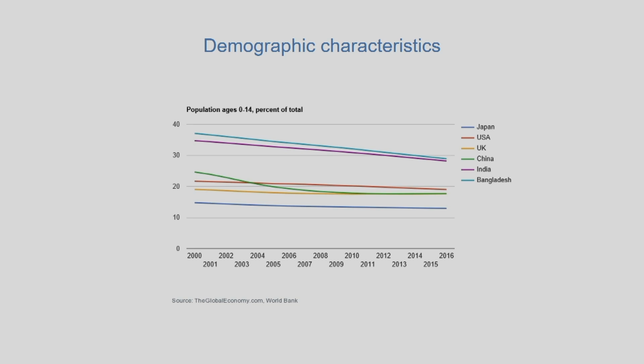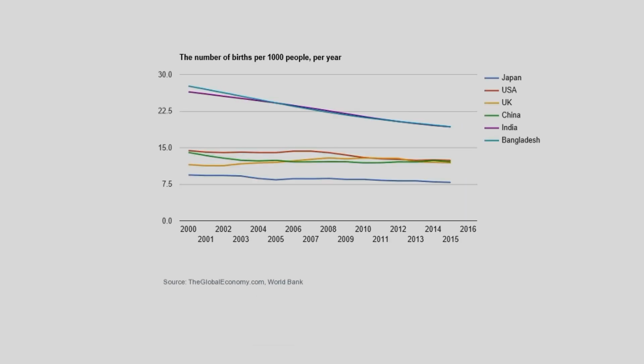You would see that the developed countries such as Japan, USA, UK, with China being an exception here because of its one-child norm, have a very low share of young population in their country, whereas India and Bangladesh show a very high share. Although declining, the share of population in the ages 0 to 14 is much higher than that in the developed countries. Similarly, if you see the number of births per 1,000 people in a year, it's the same story.